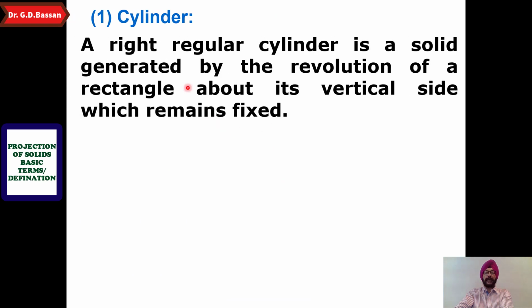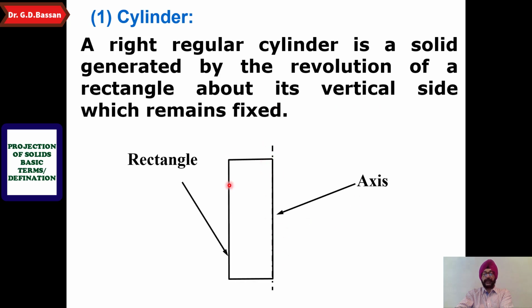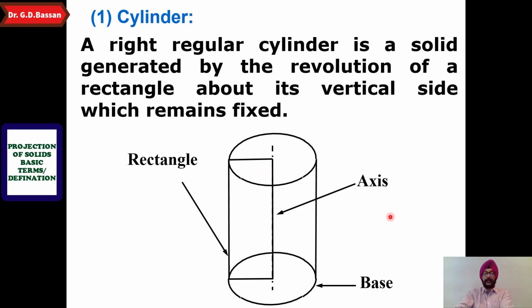A right regular cylinder is a solid generated by the revolution of a rectangle about its vertical side which remains fixed. So here this is the axis, one of the sides of the rectangle. Now if we revolve this rectangle about this particular edge, then you get a cylinder. Okay, so this is how we get the cylinder, and this is known as a solid of revolution of a plane figure. So this is a plane rectangle which we revolve to get a cylinder.